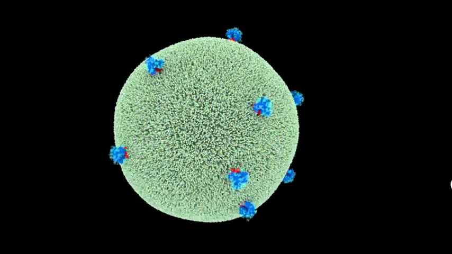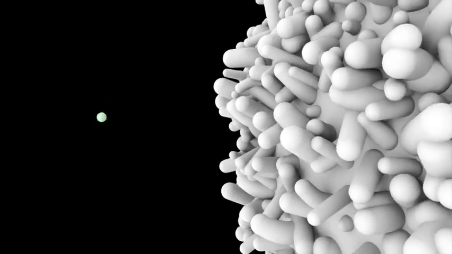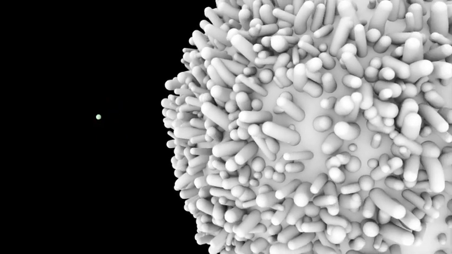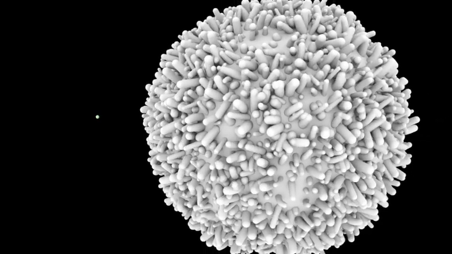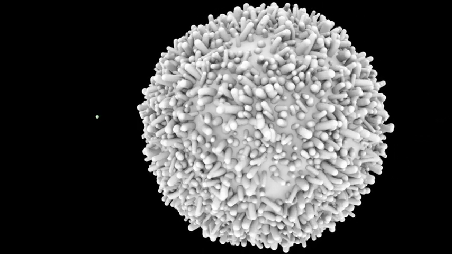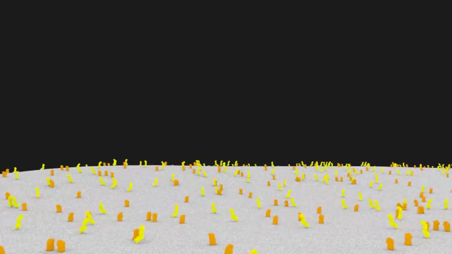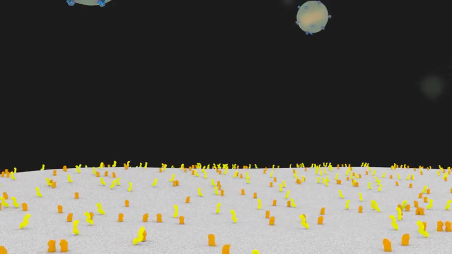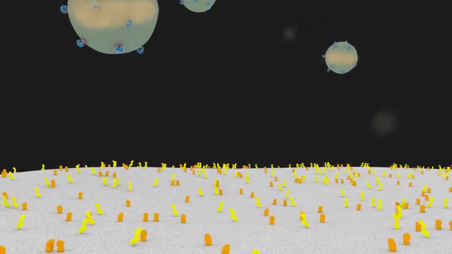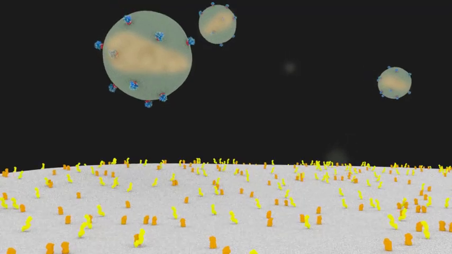At about 100 nanometers in diameter, HIV is about 100 times smaller than its target cell, the T cell, shown here to scale. The virus first contacts T cells through interactions between the viral envelope proteins and membrane proteins on the T cell surface.